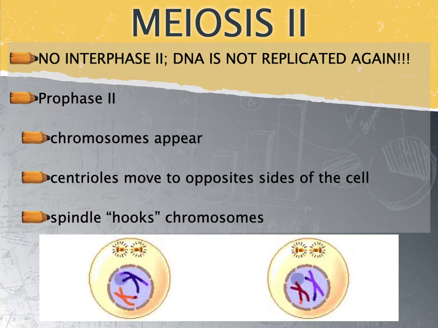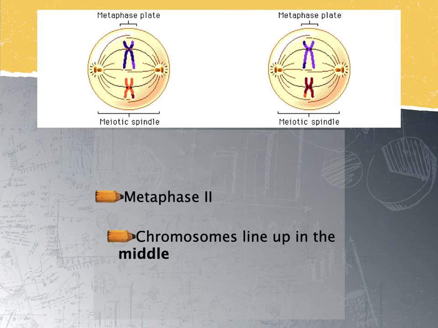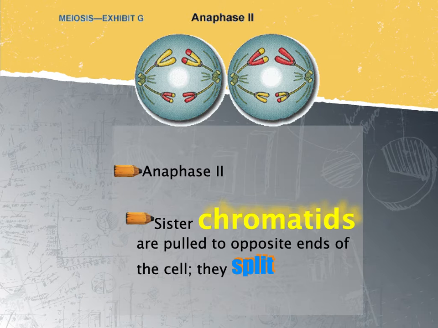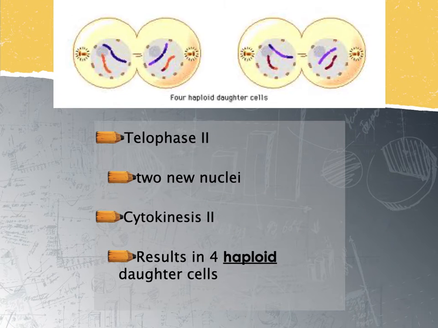That takes us to meiosis II. Remember, no I, it's p-mat-C, so there's no interphase. Go directly to prophase 2, where the chromosomes appear, centrioles move to opposite sides, and the spindles hook the chromosomes. Metaphase, they're going to line up in the middle. Anaphase, you're going to rip those chromatids apart again, or you're going to split them apart, whichever way you'd like to remember it. Telophase, we're going to form 2 new nuclei. We're going to have cytokinesis 2, where we're actually going to then result in 4 haploid daughter cells.